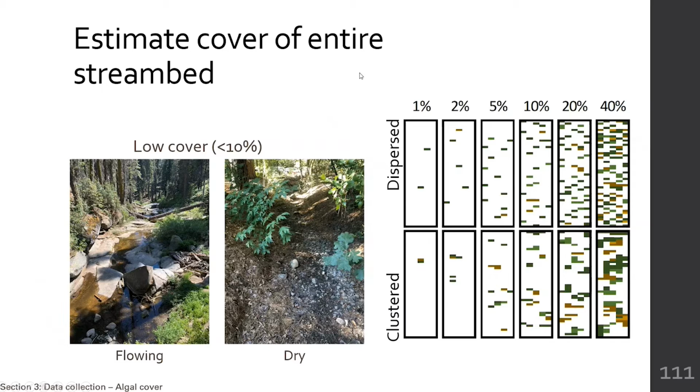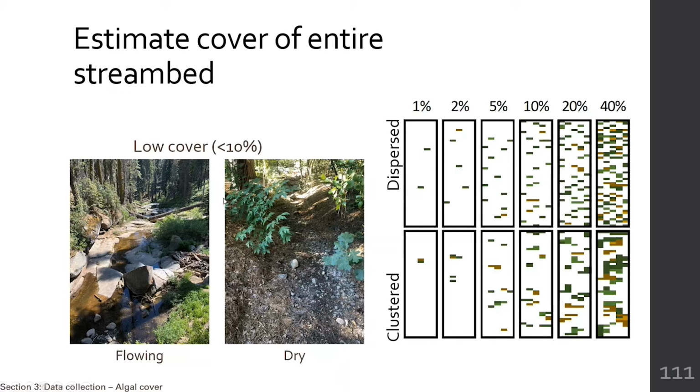You want to estimate the entire cover over the stream bed in the primary flow channel. If you're in a multi-threaded system, we have in the user manual a guide to what different levels of cover look like, whether it's under a dispersed or a clustered distribution. And we have some photos that go along with each.